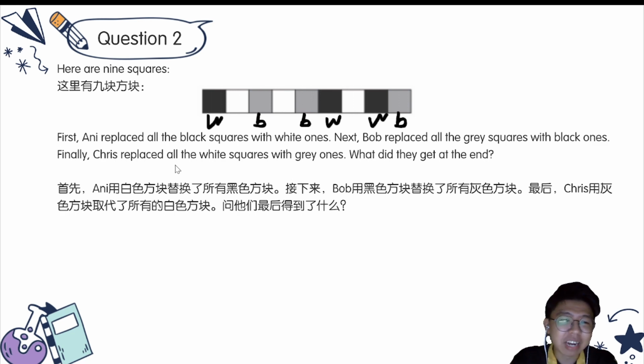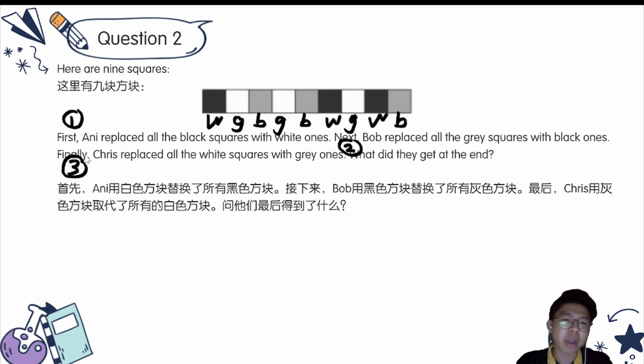And also you follow the last sentence here. It says that replace all the white squares with a gray one. So you just replace this with a gray one, right? Actually, it's wrong because we have to follow sentence by sentence. You can see here is the first step, and next is the second step, and third. This one is the third step because it says finally. So we need to replace the squares step by step. Okay? So now, let's see how we do this kind of question.